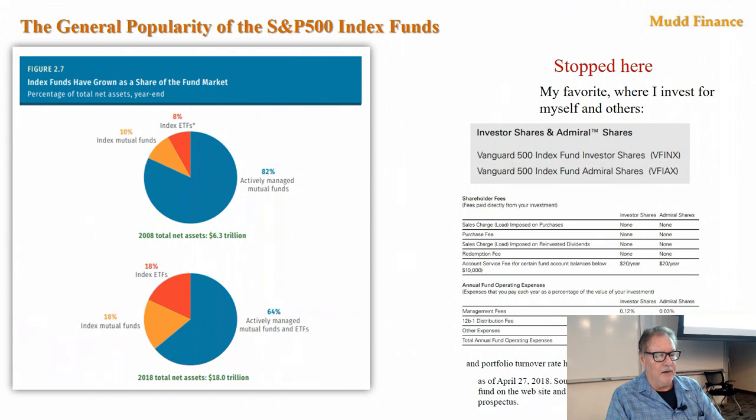And as I said, my favorite, where I invest for myself and others, are the two big Vanguard funds, VFINX and VFIAX. Unfortunately, those are now closed, so you have to find substitutes for them. They're not closed for me, but they're closed for new investors. And as I say down here, the portfolio turnover rate has been 3% annually since 2013. And you can see when you look at the charges, none, none, none, all the way down the line. And you can see that the service fee charges like $20 a year, or the management fees are 0.12%. And that's just about as low as is possible for a fund to go. So this is one of the reasons why index funds are so popular.